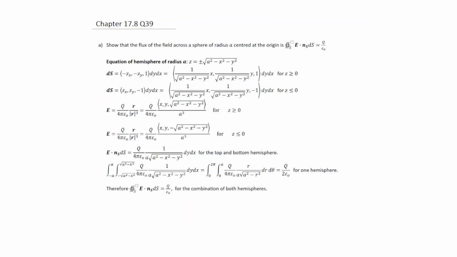All right, so let's look at the answer to the first question. That is, show that the flux of the field across a sphere of radius a, centered at the origin, is Q over epsilon naught. So we basically have to determine what the surface looks like. Now, you could solve this as a problem in spherical coordinates, and I'm going to solve it in Cartesian coordinates. It really doesn't matter.